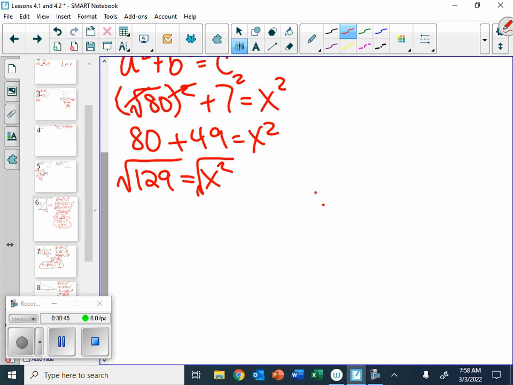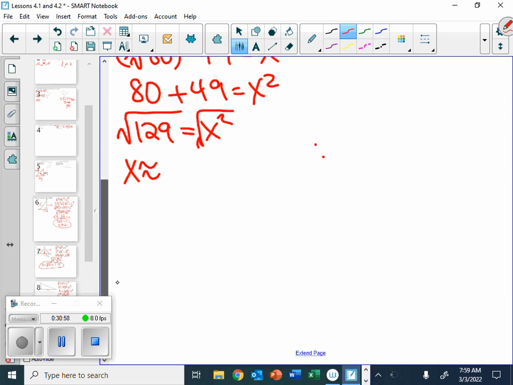And for this one, let's just do decimal. So take the square root of this thing, turn it into a decimal, and 2 decimal places. So x is approximately 11.36. What's the decimals? 35. So that means it rounds up to 36.